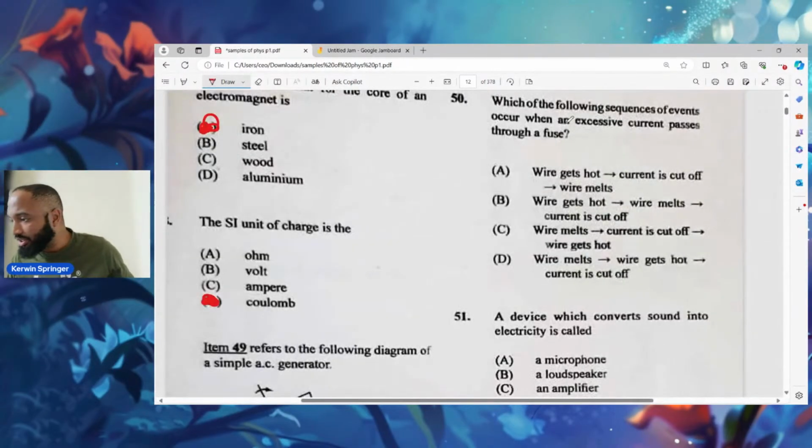50. Which of the following sequences of events occur when an excessive current passes through a fuse? Wire gets hot, current is cut off, wire melts. I mean, this is just pure common sense they're saying here. Wire gets hot, wire melts, current is cut off. That's the best way.